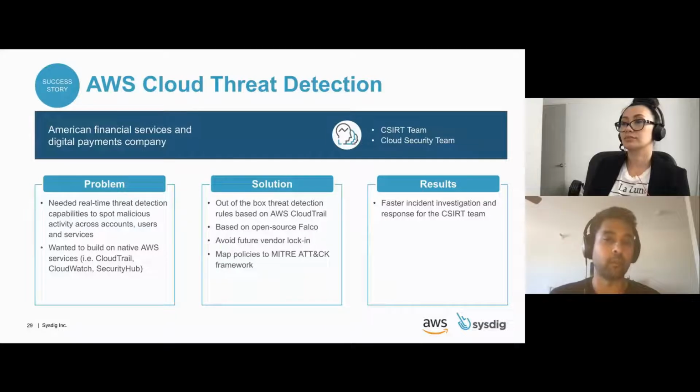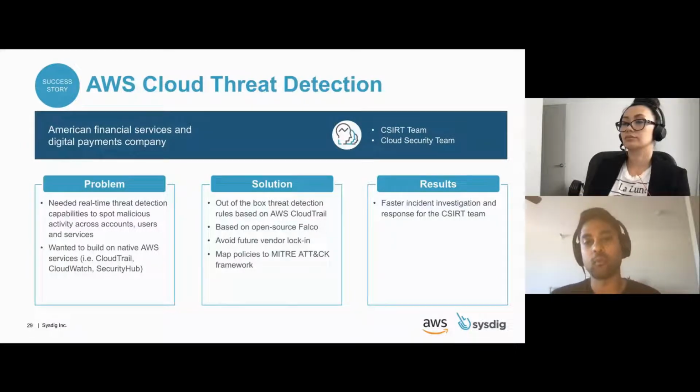What we provided was out-of-the-box threat detection rules based on CloudTrail, but also Falco-based policies that were matched against all of these different CloudTrail logs, right? CloudTrail logs specifically for various services like EC2, S3, IAM, and RDS. For all these different services, we created out-of-the-box policies based on Falco that could ingest these CloudTrail logs and allow them to have better threat detection in their AWS environments.